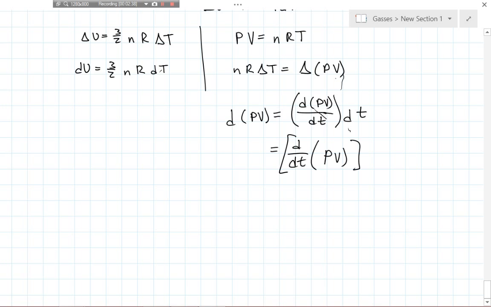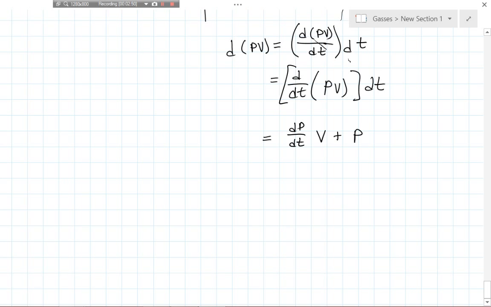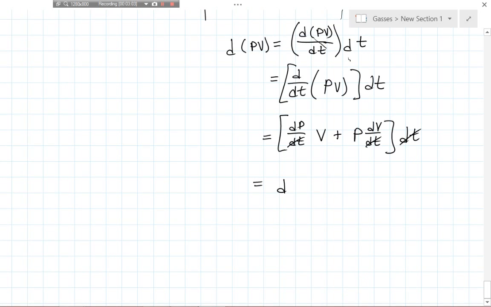And for the derivative of PV with respect to time, we have to use the chain rule, right? If I'm assuming each of these are functions of time, this is going to be the derivative of P with respect to time times V plus P times the derivative of V with respect to time. And then I multiply this whole thing by dT, which cancels with the dT's down here. So I have that the differential change in PV is equal to V dP plus P dV.